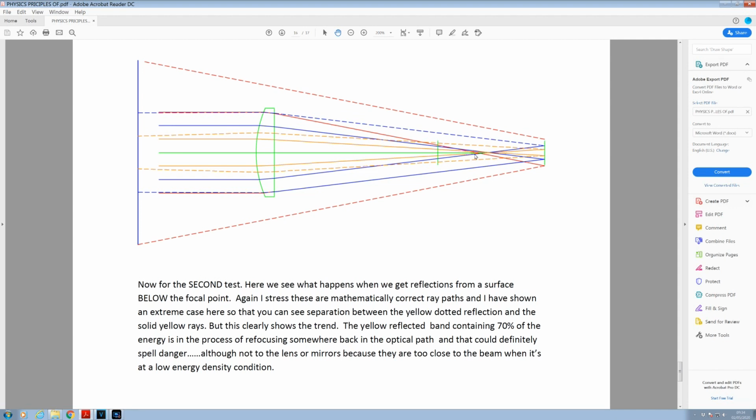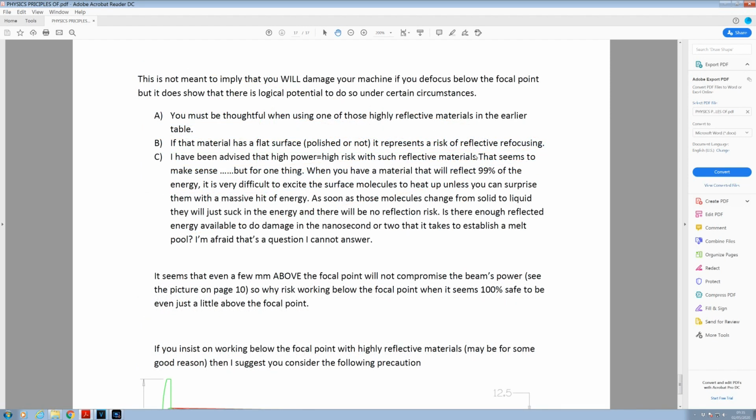So that's why I've had to do this investigation myself, to try and understand exactly what's going on. Now, I don't want to exaggerate the situation out of all proportion, because it doesn't mean you can't focus below the focal point. Only if you've got reflective materials should you be careful. Not all materials that you're going to be using are reflective.